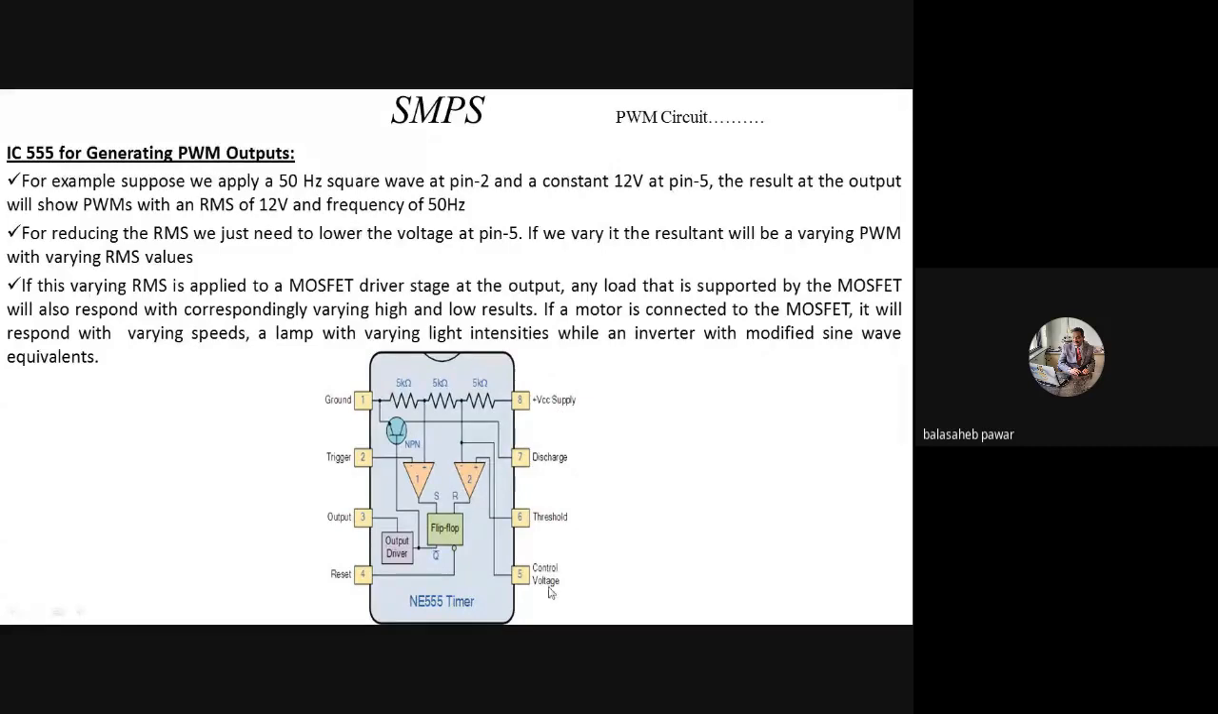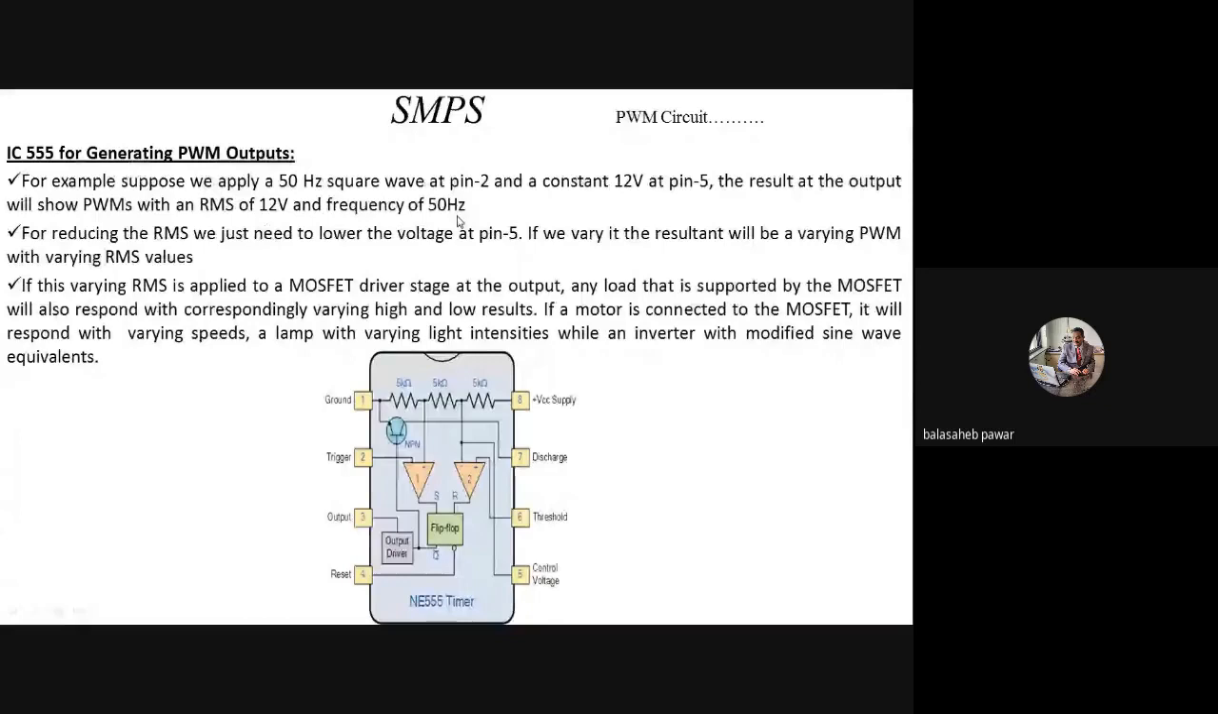So see, we are applying two signals to both comparators. One is to the trigger pin number 2, where we are applying a square wave of 50 Hz, and a constant control voltage of 12 volt to the second comparator's inverting terminal, right? So that 12 volt plus 2/3 VCC will be the voltage available at the inverting pin of the second comparator. If we apply it like this, then it will result at the output a PWM with an RMS of 12 volt and a frequency of 50 Hz.